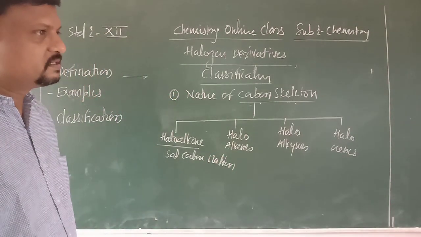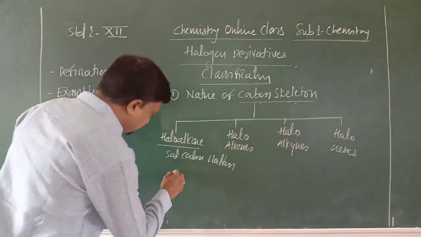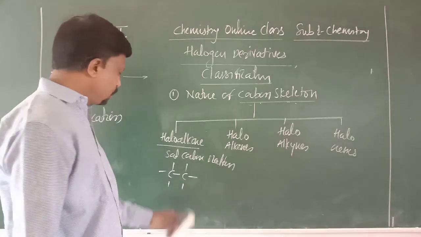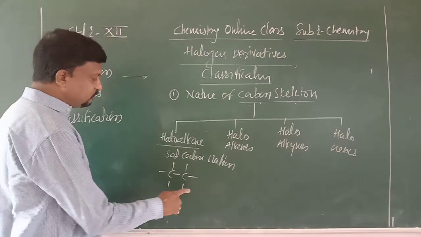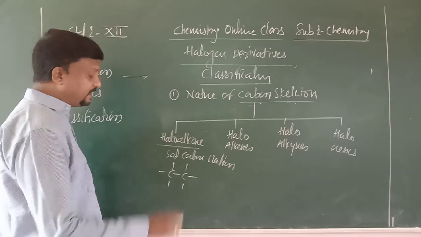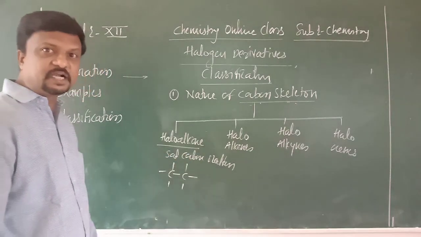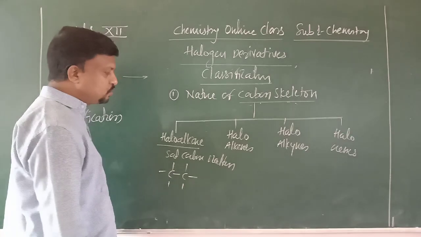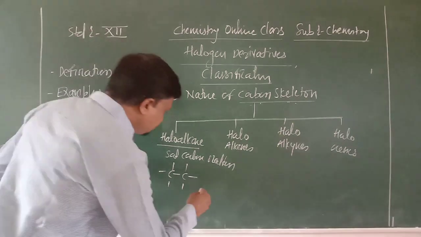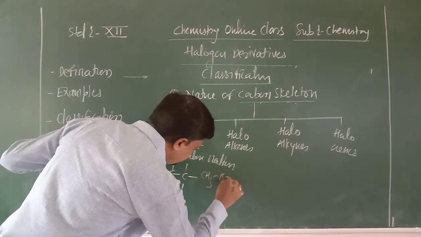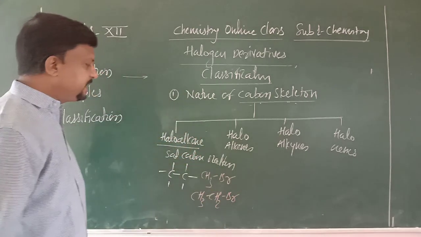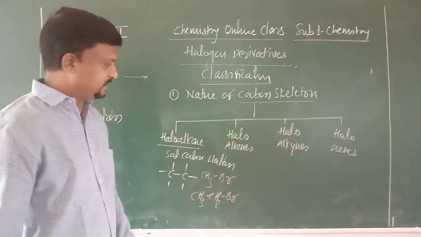Saturated carbon skeleton means such carbon skeleton where the carbon-carbon single bond is present, or each carbon atom is joined with each other with a single covalent bond, and that's why such a carbon skeleton is said to be saturated. And to such a carbon skeleton, if a halogen atom is attached, then that compound is known as haloalkanes. So the examples we just wrote, CH3Br and CH2Br, are examples of haloalkanes.